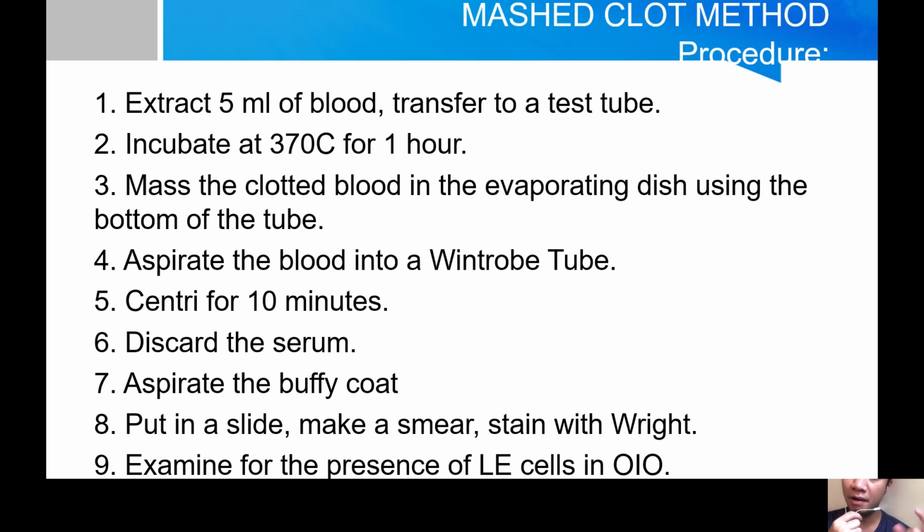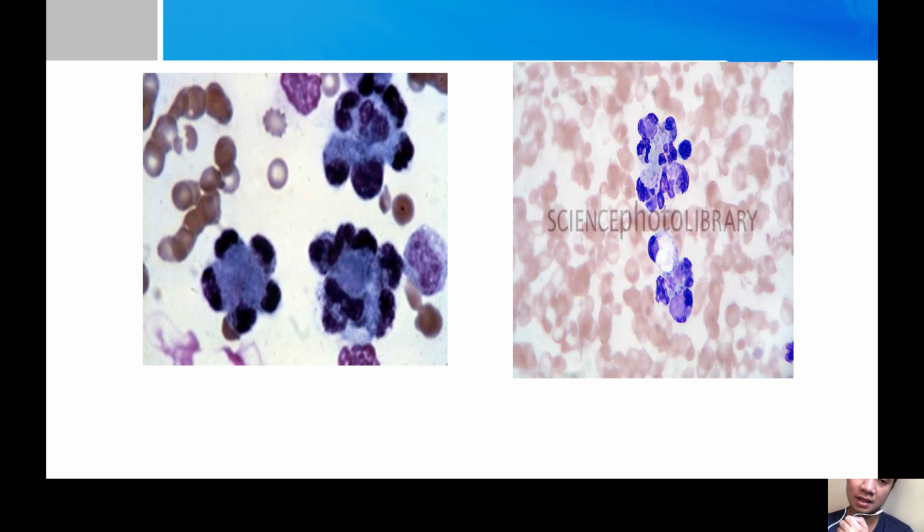So you just need to get the buffy coat, put that on a slide and prepare your smear. After that, stain with the right stain, and then identify all throughout your smear. Examine that under your oil immersion objective and identify the presence of LE cells. So just report present or absent of your LE cell.